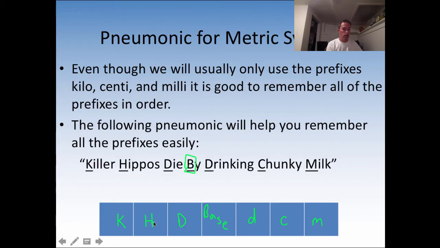Kilo, hecto, deca, these two we won't use that much. The base, deci, again we don't use that much, but centa and milli we will. And so hopefully if you ever get stuck with conversion in the metric system, you can jot that down real fast and see how that works.